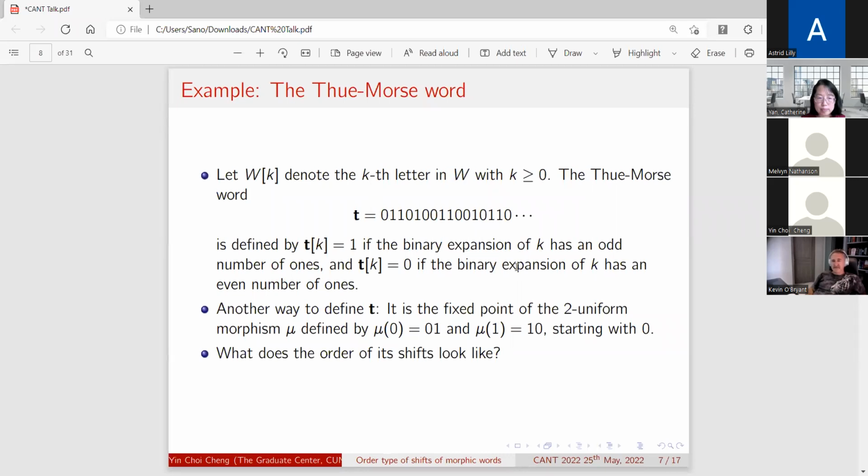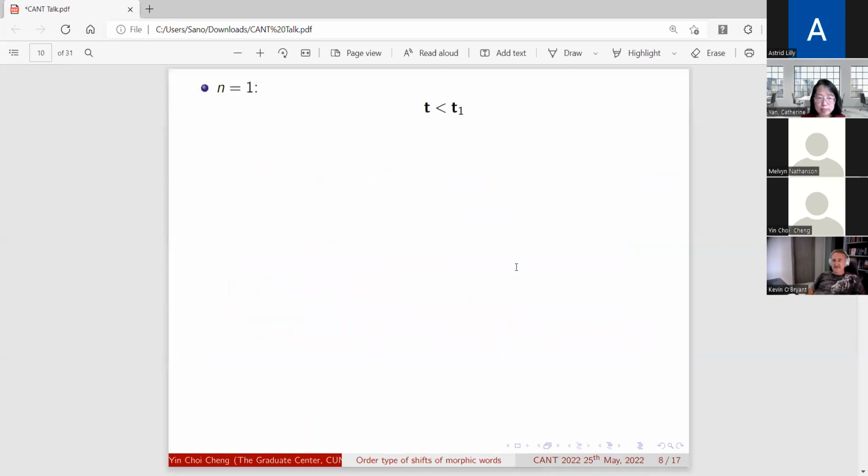So now, what does the order of its shifts look like? Well, since the 2m squared is closely related to the binary expansion, we want to check the first 2 to the n shifts of the 2m squared for the first few n and observe the pattern. So let's start with n equals 1. We take a look at the 2m squared and its first shift. The first shift starts with a 1, the 2m squared starts with a 0, so obviously it is less than the first shift. For n equals 2, we include the second shift and the third shift, and we have the following order.